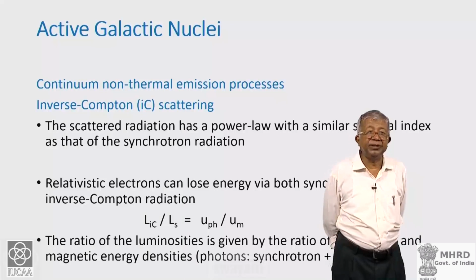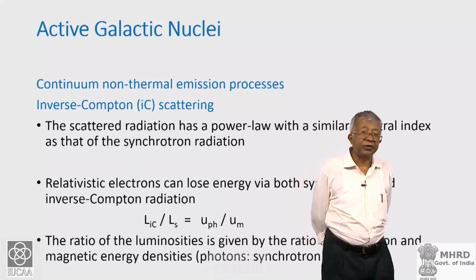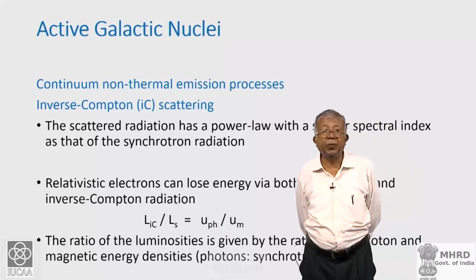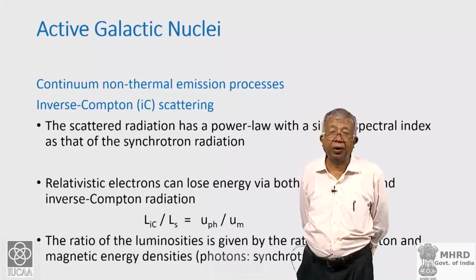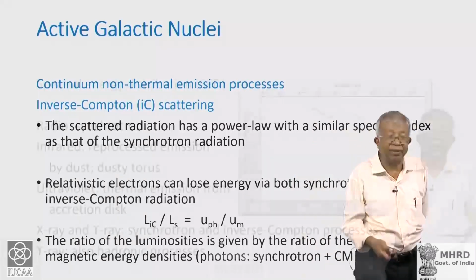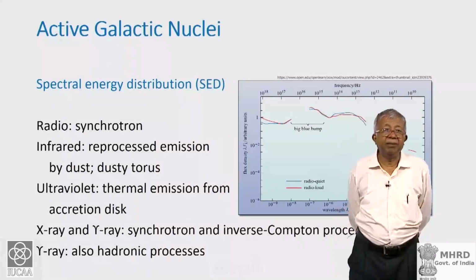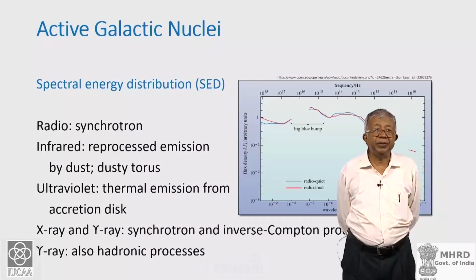If you had a magnetic energy density which dominates, then the synchrotron process will dominate. And inverse Compton scattering can take place with the radio photons themselves or also with photons of the cosmic microwave background radiation.